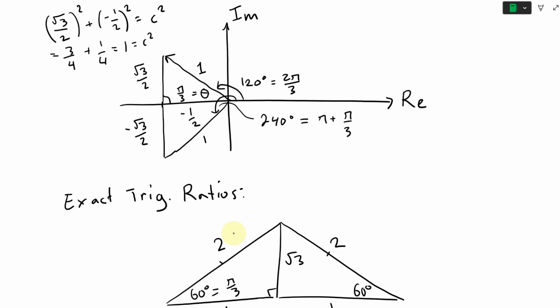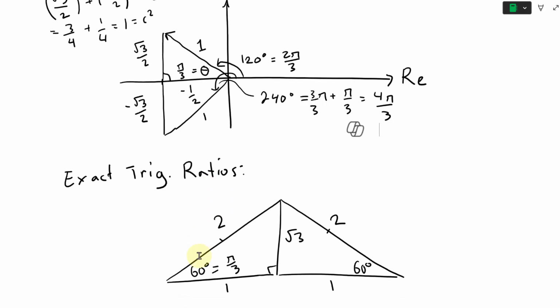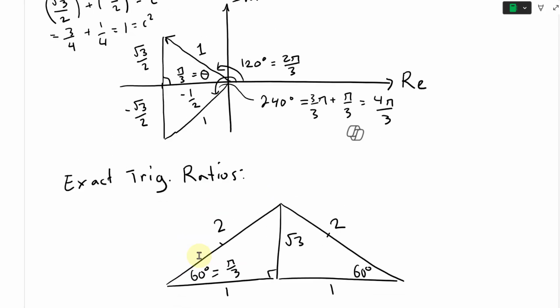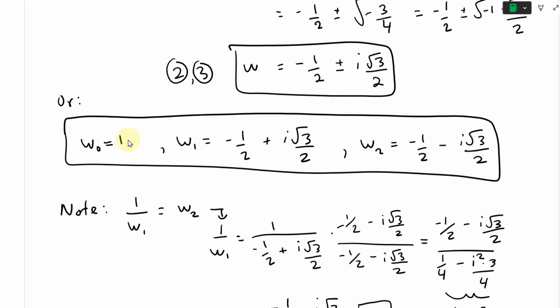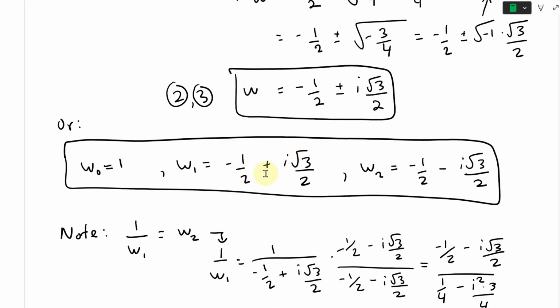So times it by 3 over 3. Like this. Now this is going to be equal to 4 pi over 3. Yeah, so anyways, that's the angles. Again, I just wanted to go over that with complex numbers to illustrate it. So basically the solutions are equal to 1, or a rotation of 120 degrees, or 240 degrees in the complex plane.